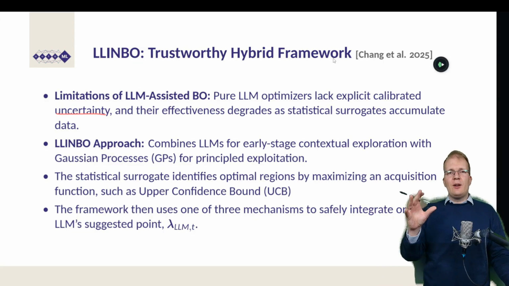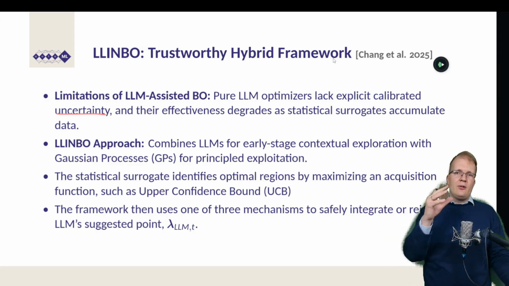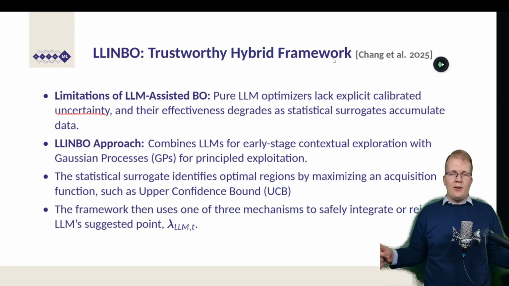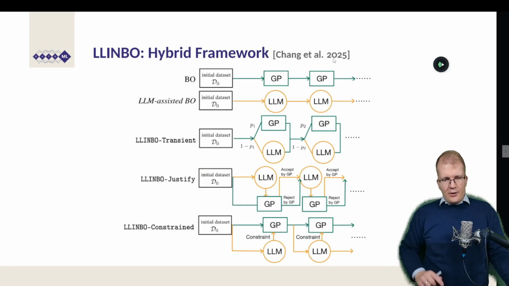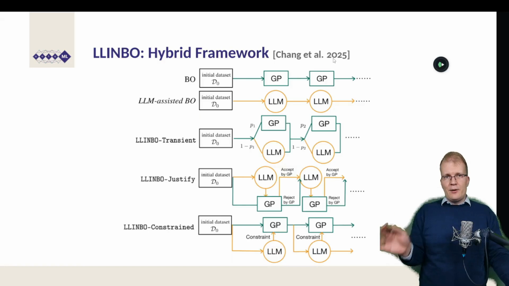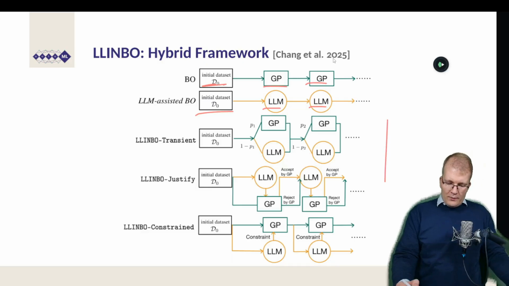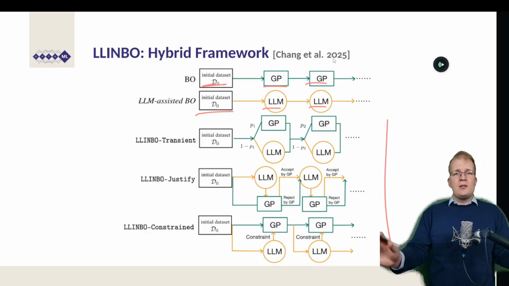And here they still use Gaussian processes and BO ideas combined with suggestions from the LLM, and get the best out of both worlds. How it's done, they're saying there are different ways. So traditional BO is: we have our initial data set, we ask the GP, and so on. Or we have these purely LLM approaches, where we're asking the LLM again and again. Or what we will now talk about are these three different ideas.